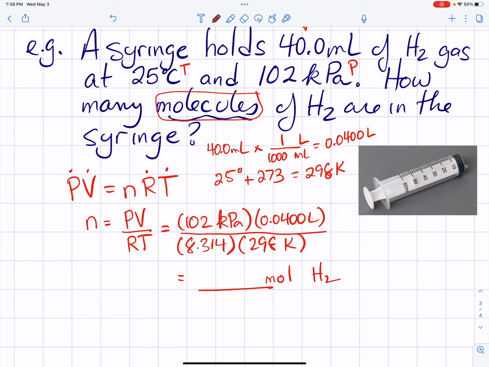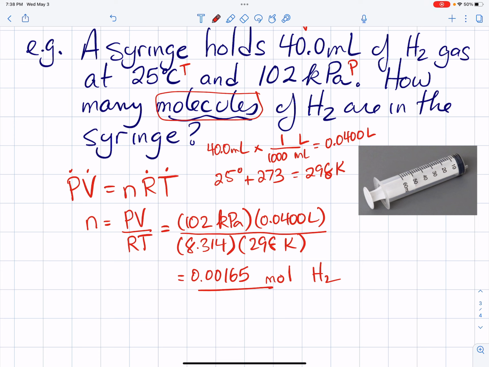That's not what we're looking for, but we can find it. So why not do this? 102 times 0.04 divided by 8.314 and divided again by 298. That gives me, I'm going to keep three digits in my answer, 0.00165 moles of hydrogen.